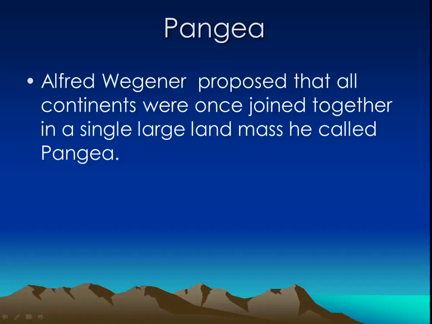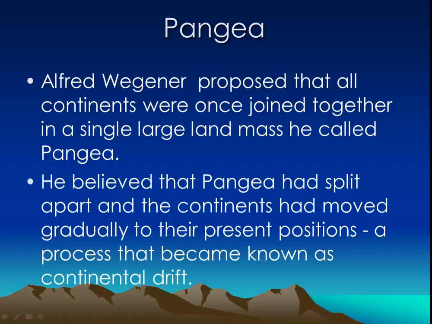Let's get started. Alfred Wegener proposed that all continents were once joined together in a single large land mass he called Pangaea. So today our continents are spread apart, but he proposed many years ago that all the continents were once joined together, and he called it Pangaea. He thought this because he believed they had split apart and the continents had moved gradually over a long period of time to their present positions, a process that became known as continental drift.